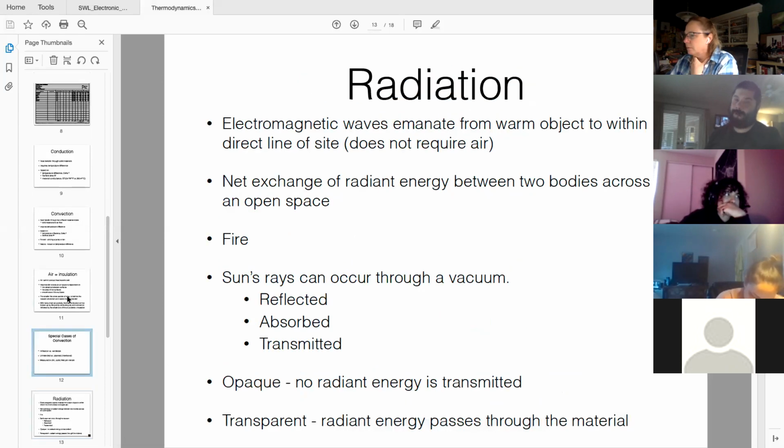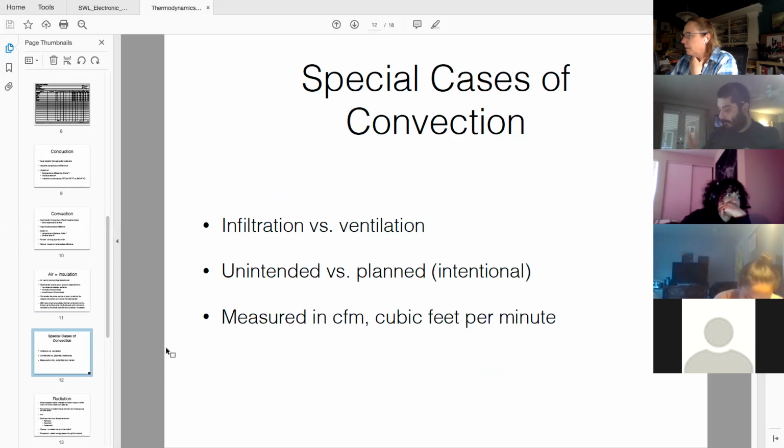Okay, air, convection. A couple different things that happen with convection to keep in mind. Infiltration versus ventilation. You want ventilation, you don't want infiltration. So ventilation is planned airflow. Infiltration is unplanned or unintended. And airflow is measured in cubic feet per minute, CFM.